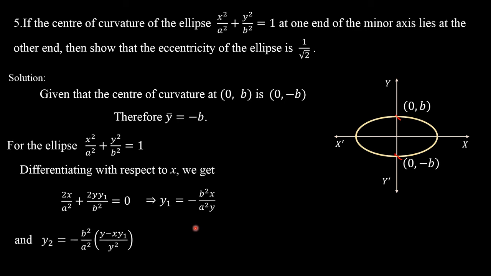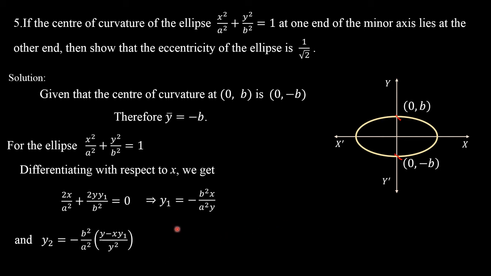Now to obtain y2, let me differentiate y1 with respect to x. So y2 is equal to, let me keep the constant -b²/a² as it is and apply the quotient rule. Okay, denominator into differentiation of numerator. What is the derivative of x with respect to x? It is 1. So you have y minus numerator into differentiation of denominator, that is x into y1, divided by denominator square.